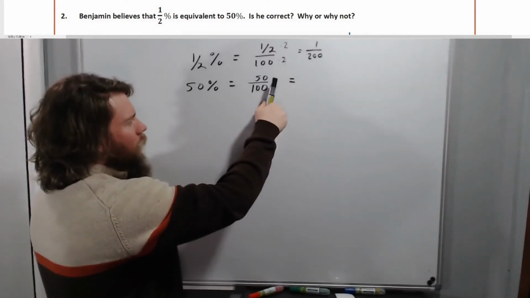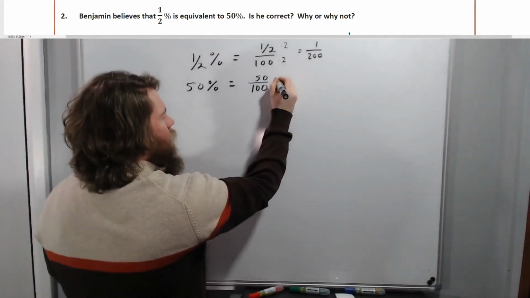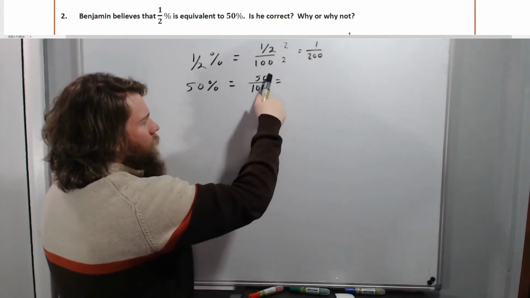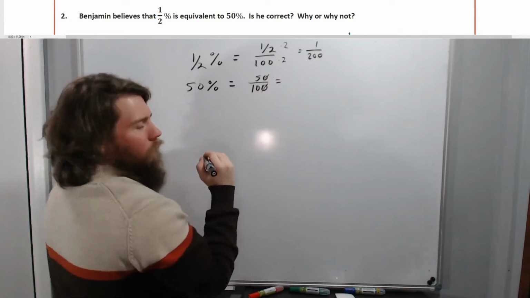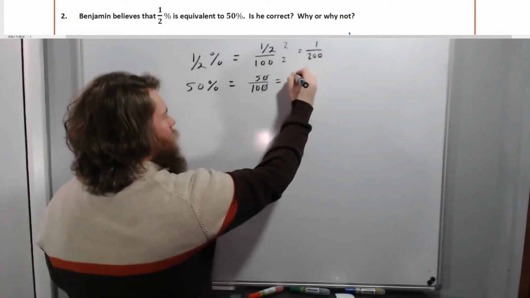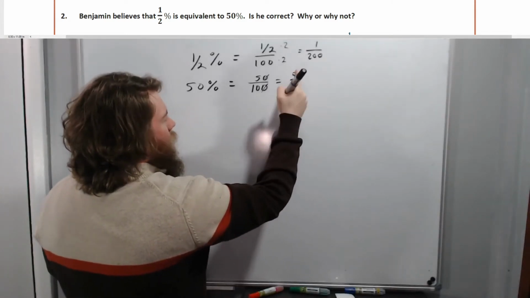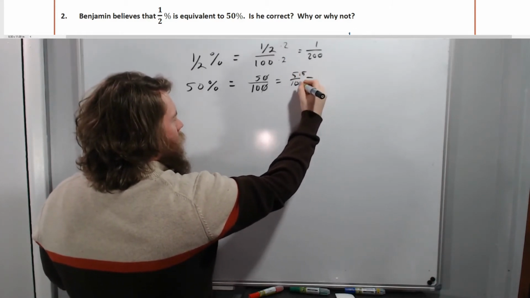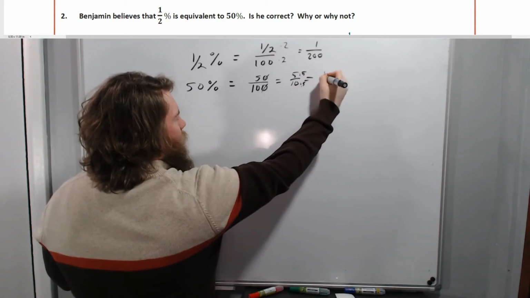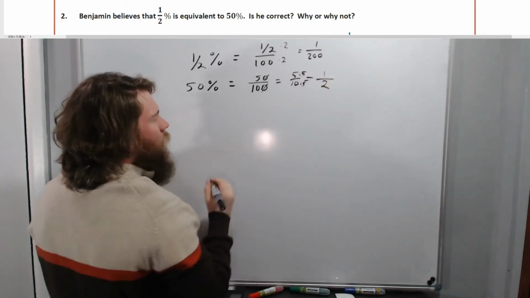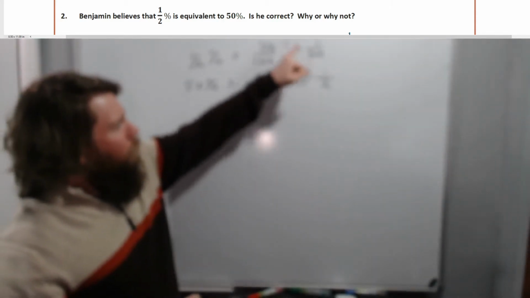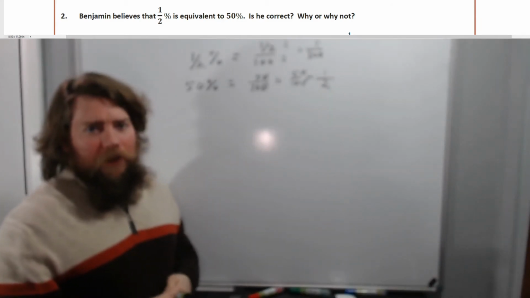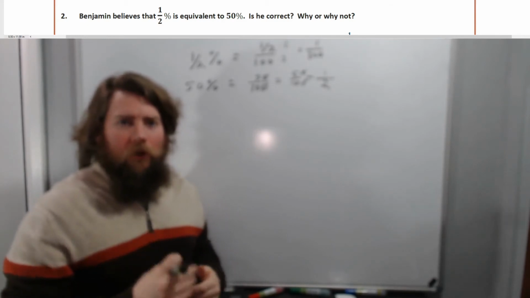Well, let's see, first of all, they are both divisible by 10. So we can cross out a 0 from each one. So that's 5 out of 10. They both have a factor of 5, so we can divide top and bottom by 5. 5 divided by 5 is 1. 10 divided by 5 is 2. And so we have 1 over 200 and 1/2. Those are very clearly not the same thing, so Benjamin was incorrect.